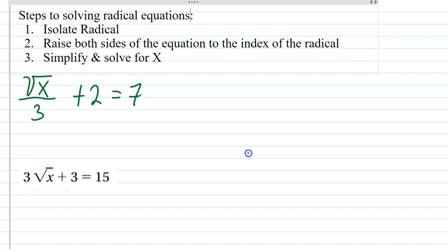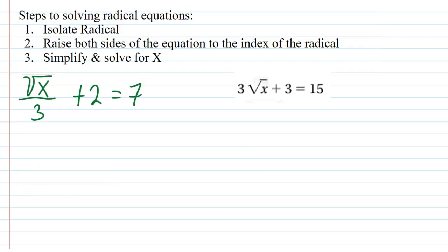Here are the steps to solving radical equations. First, you need to isolate the radical. It means get that radical all by itself. Then you raise both sides of the equation to the index of the radical. Then simplify. What do I mean? Let's take a look. The first step is we look at what is happening to our radical in order to isolate it. It's being added by 2 and divided by 3.